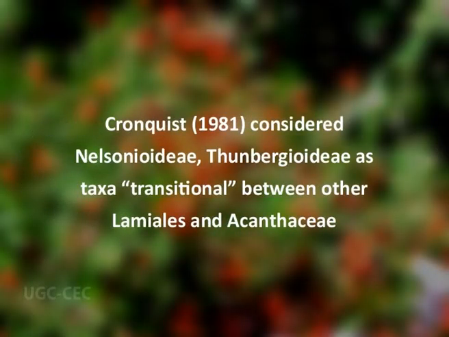The precise delimitation of Acanthaceae, however, has been controversial due to Mendoncioideae, Nelsonioideae and Thunbergioideae, as in spite of not sharing the characteristic Acanthaceae sensu stricto fruit type, these seem to be clearly allied with the family. On the basis of presence of explosive capsules as well as absence of synapomorphies characteristic of all or most Acanthoideae, Cronquist considered Nelsonioideae and Thunbergioideae as taxa transitional between other Lamiales and Acanthaceae.